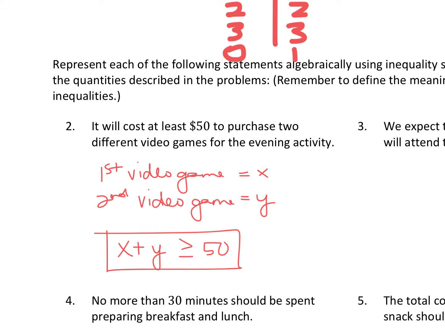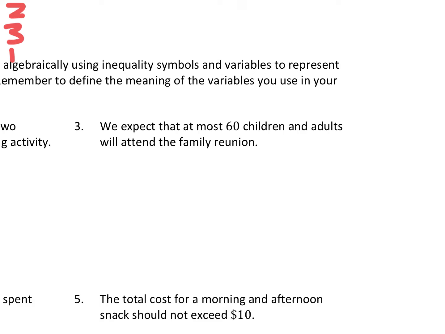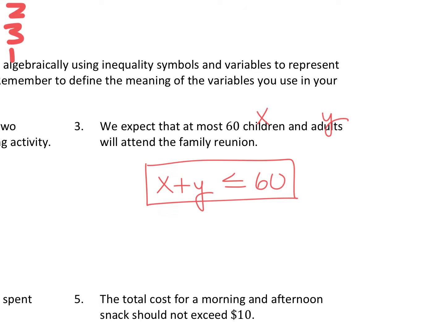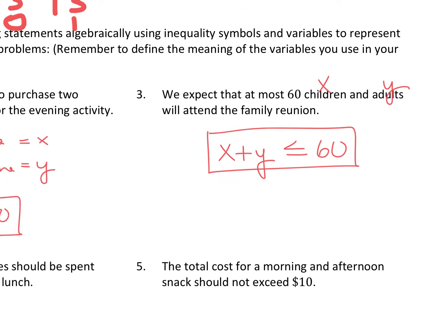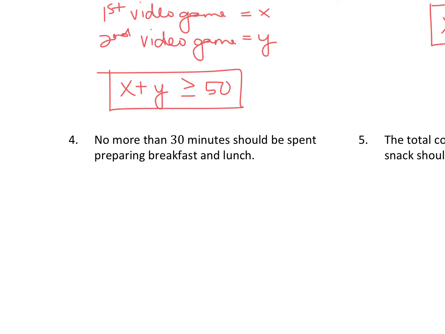Let's go ahead and check out number 3. In number 3, we expect that at most 60 children and adults will attend the family reunion. So let's set children as X and adults as Y. So I know that X plus Y at most 60, so less than or equal to 60. So that's our inequality there. Okay, number 4. No more than 30 minutes should be spent preparing breakfast and lunch. Let's do breakfast as B, lunch as L. So no more than, so less than or equal to 30 minutes. B plus L.